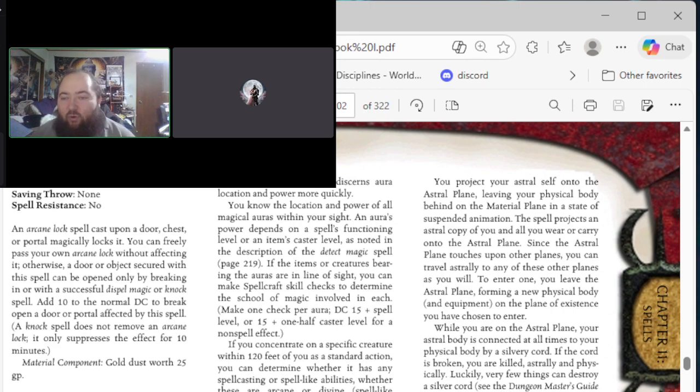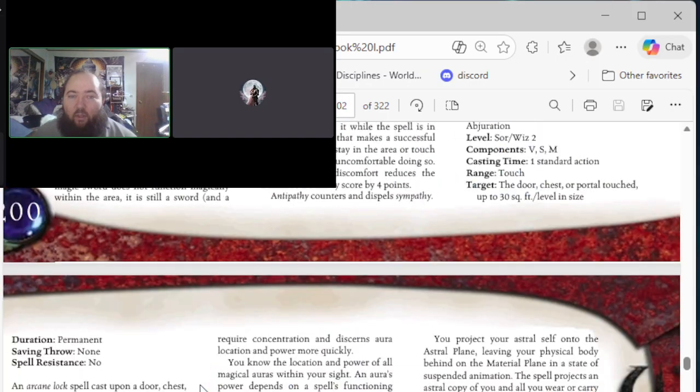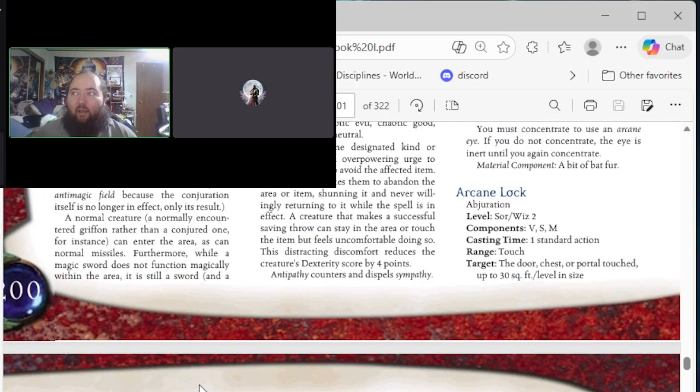Add 10 to the normal DC to break open a door or portal affected by the spell. Knock spell does not remove an arcane lock. It only suppresses the effect for 10 minutes. Material component: gold dust worth 25 gold pieces.